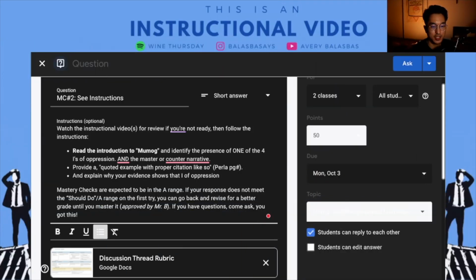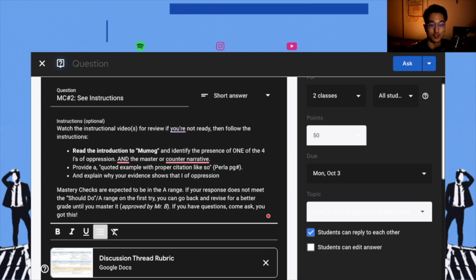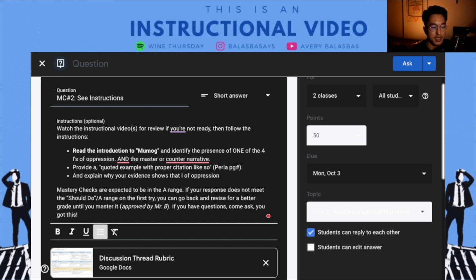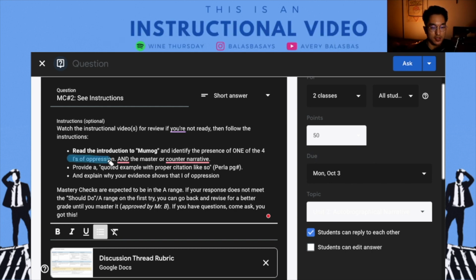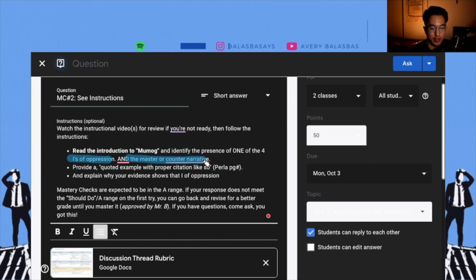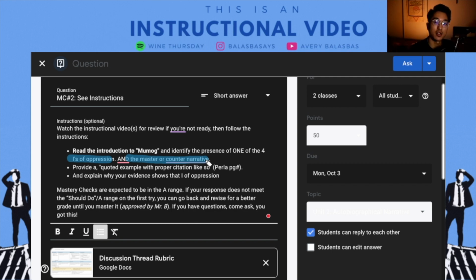Today, we're going to overview how to do mastery check number 2. For this mastery check, we're going to watch this instructional video like it says right here. If you're not ready to take this on as you're reading the instructions, go back and review the previous lessons on the 4 eyes of oppression and mastering counter narrative, because you're going to need to draw on your prior knowledge and what you learned about them to get through this mastery check.